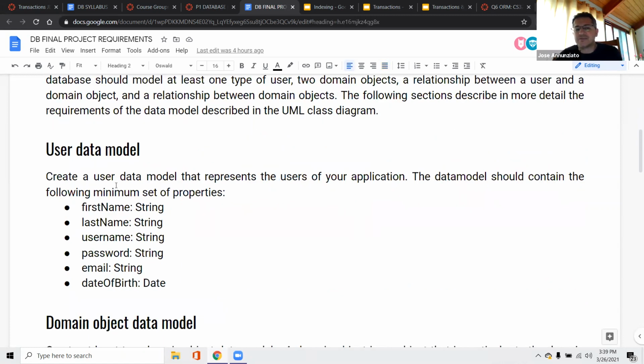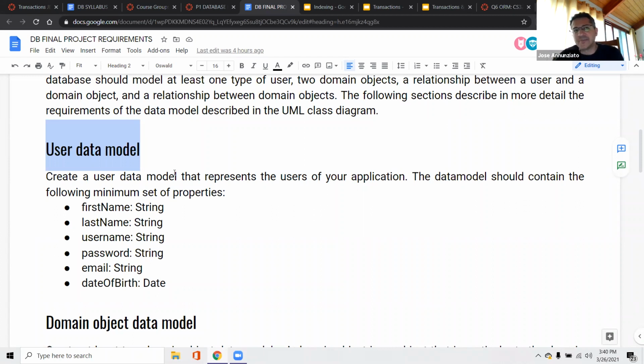You should have at least one class and table that represents some user. So you need a user data model that represents some kind of human being. And this could be whatever you want. It could be an actor, it could be a faculty, it could be a student, it could be a cook, it could be a sports fan. It could be some financial guru. Doesn't matter. You get to choose the topic.